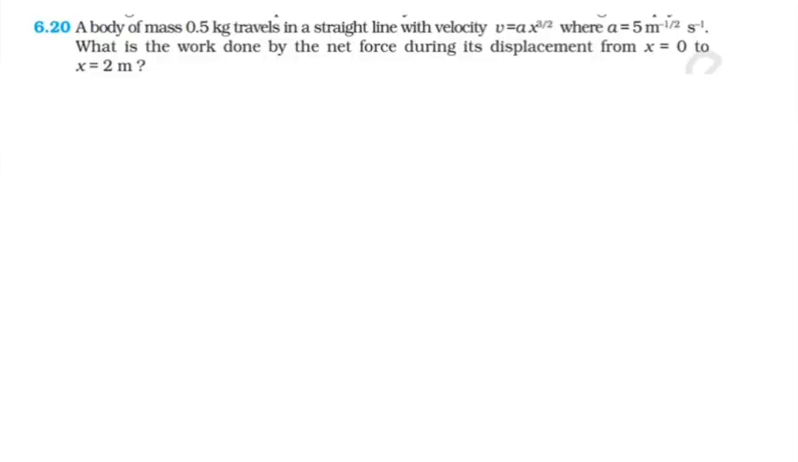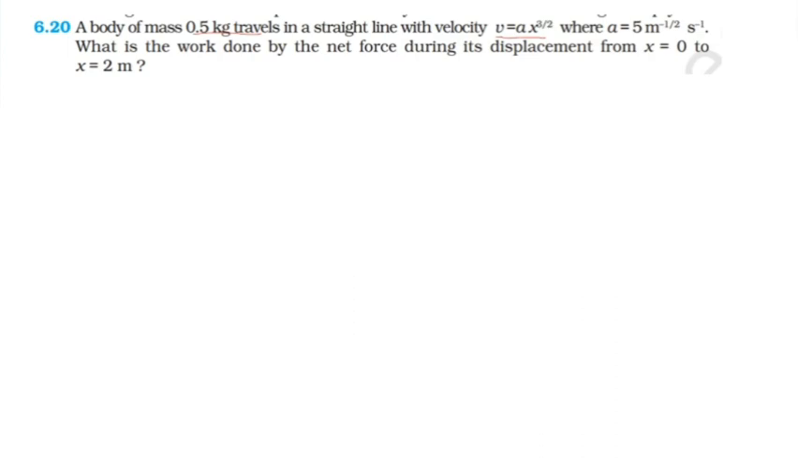The next problem is: a body of mass 0.5 kg travels in a straight line with a velocity v equal to a into x to the power 3 by 2, where a is 5 meter per second square. What is the work done by the net force during the displacement from x equal to 0 to x equal to 2 centimeter? Okay, so what they have given?